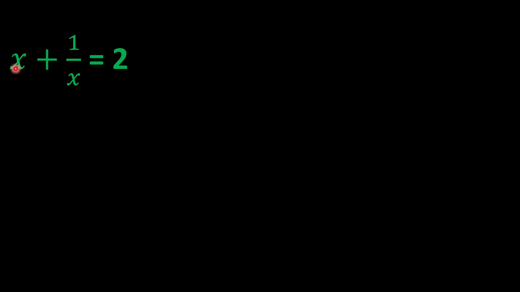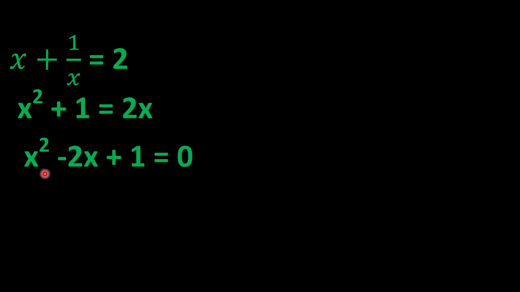So this x will multiply with this, so it will become x squared plus 1, and divided by this x will divide both the terms, and then we multiply this x with this 2. So overall this equation will become x squared plus 1 equal to 2x, and now we will send this 2 on the other side of the equation. So this equation will become x squared minus 2x plus 1 equal to 0.